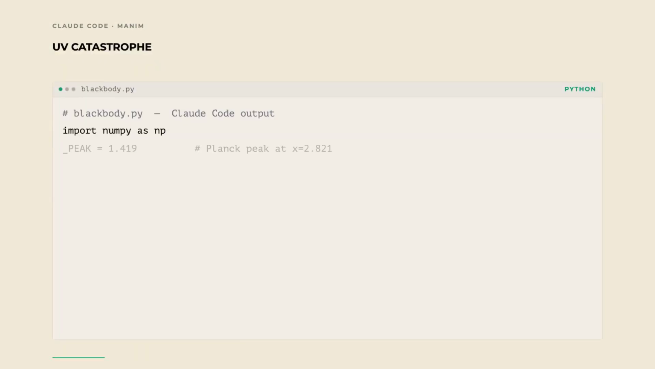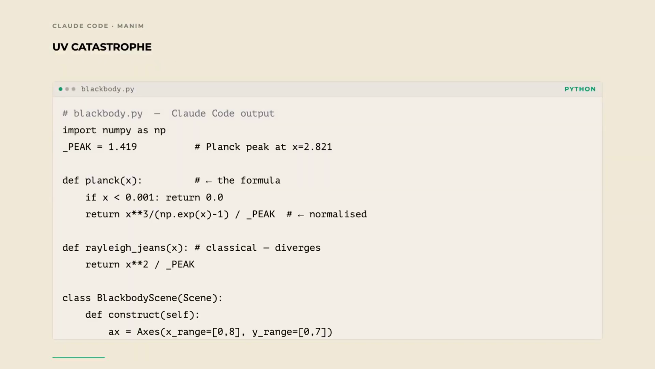Read the file. Find the Planck function: x cubed over e to the x minus 1. Find the normalizer. Divide by the peak value at x equals 2.821. No normalizer means the y-scales differ and the comparison fails. That is the one line to verify before you render.